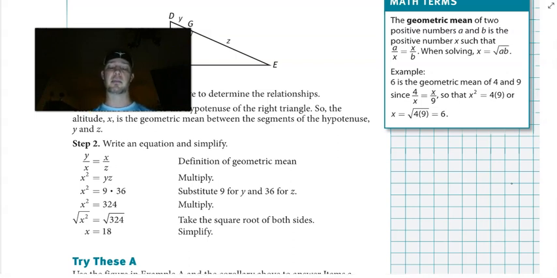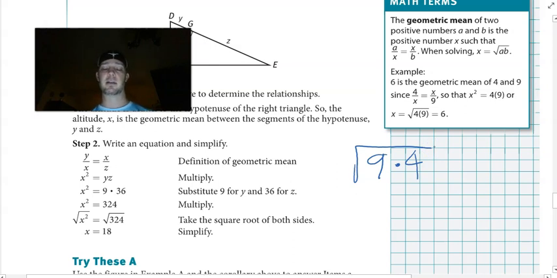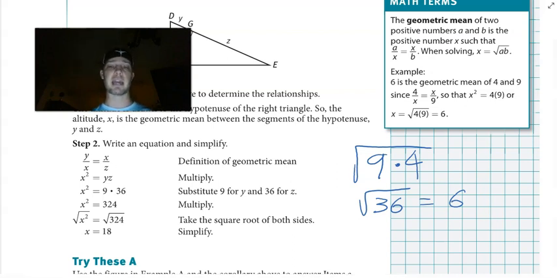A geometric mean is when you multiply two numbers together. So let's say that we have some numbers like 9 and 4. If I multiply them together and then take the square root, what happens there? 9 times 4 is 36, and the square root of 36 is 6. This is called a geometric mean. So instead of adding numbers together and dividing by however many numbers you added, a geometric mean is when you take two numbers, multiply them together, and then take the square root.